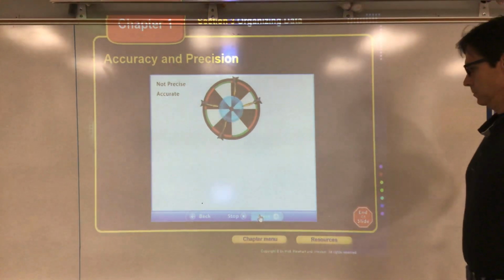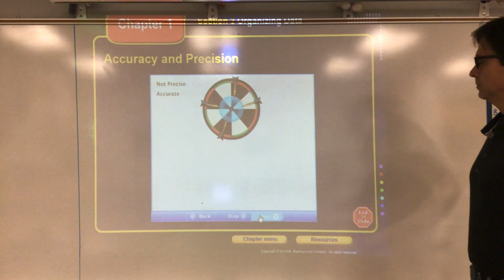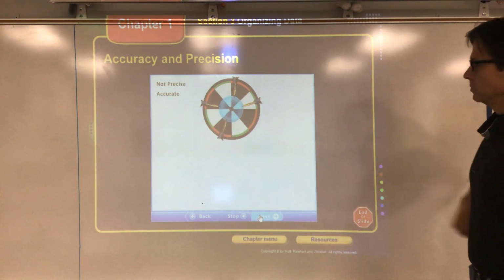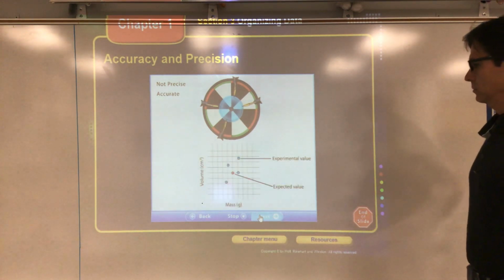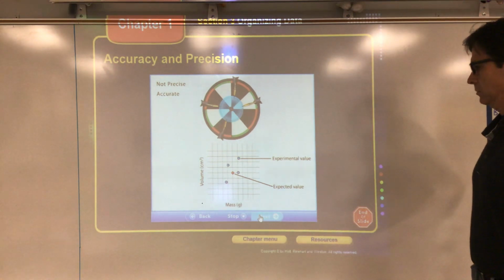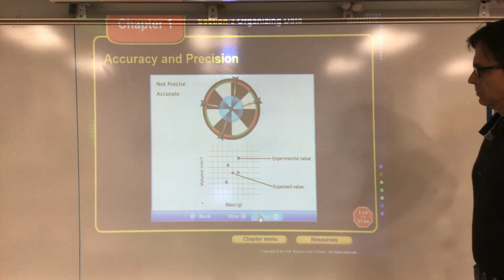Each of these darts landed reasonably close to the bullseye, but the throws are not clustered together and are not precise. In this experiment, the results would average to a value close to the expected value, so they could be considered accurate. They are not, however, precise.